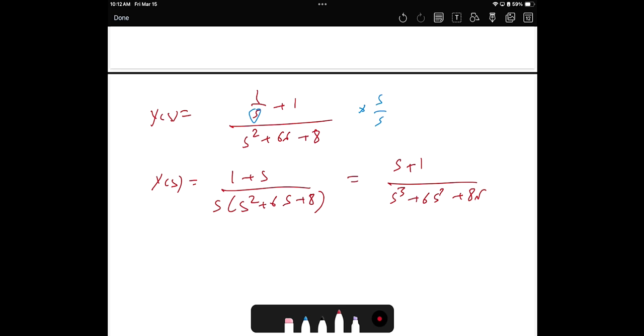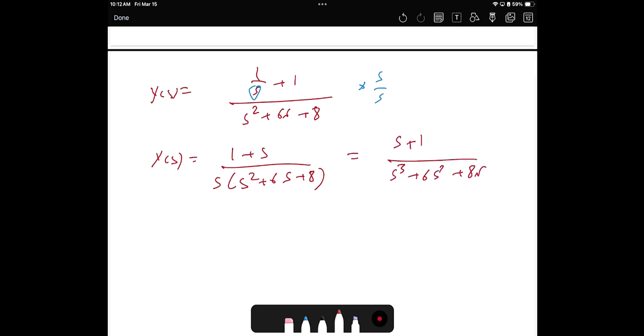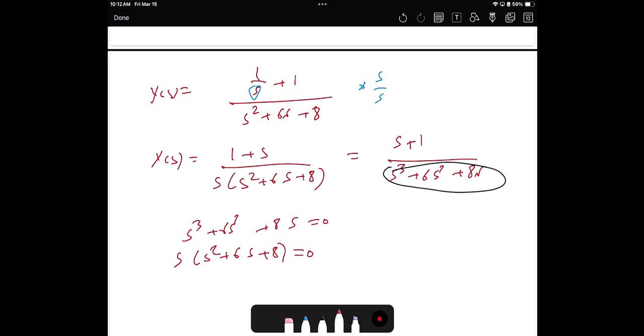Yes. Then I'm ready. I don't need to do a long division. So let's find the roots of the denominator, or let's find what's called the poles. Try to find the root: s cubed plus 6s squared plus 8s equals 0. Or in other words, you can factor out s: s times (s squared plus 6s plus 8) equals 0. This is a quadratic equation.